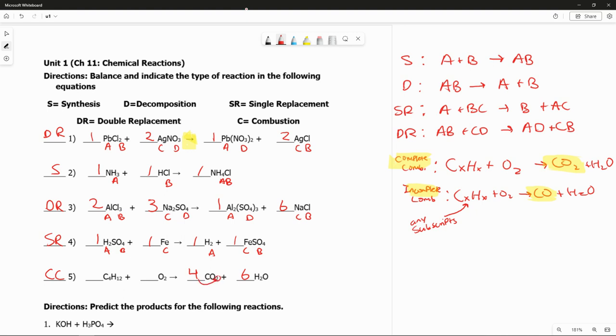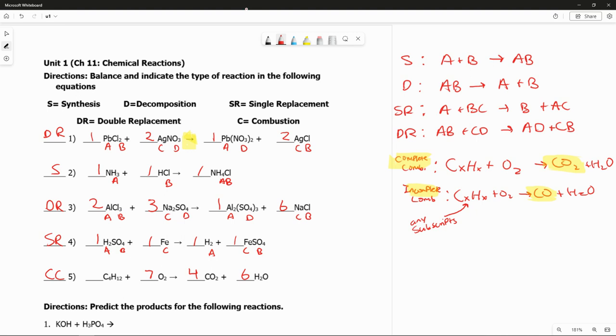4 times 2 gives us 8 oxygens. And we have 6 times 1. There's an imaginary 1 there. 6 times 1 gives us 6 oxygens. So in total, we have 8 plus 6, which is 14 oxygens on the right-hand side. On the left-hand side, we only have 2. So in order to go from 2 to 14, we have to multiply by 7. So to do this, we have to give this oxygen here a 7.